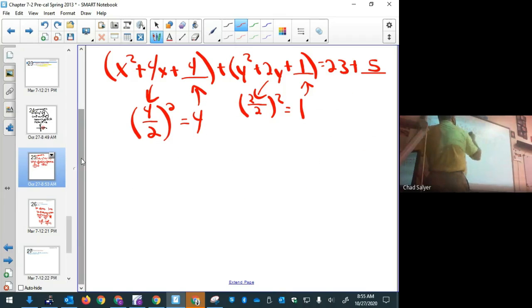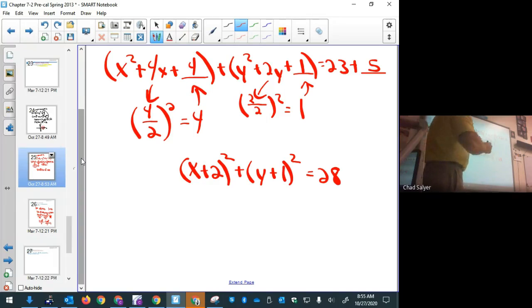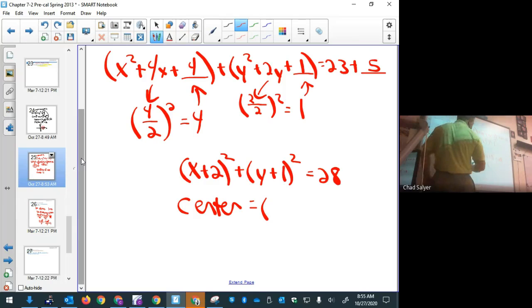Now I can move to standard form. (x + 2)² + (y + 1)² = 28. So my center is what, Jan? It would be 2. Think carefully. x minus h, y minus k. Oh, negative 2, negative 1. Very good.